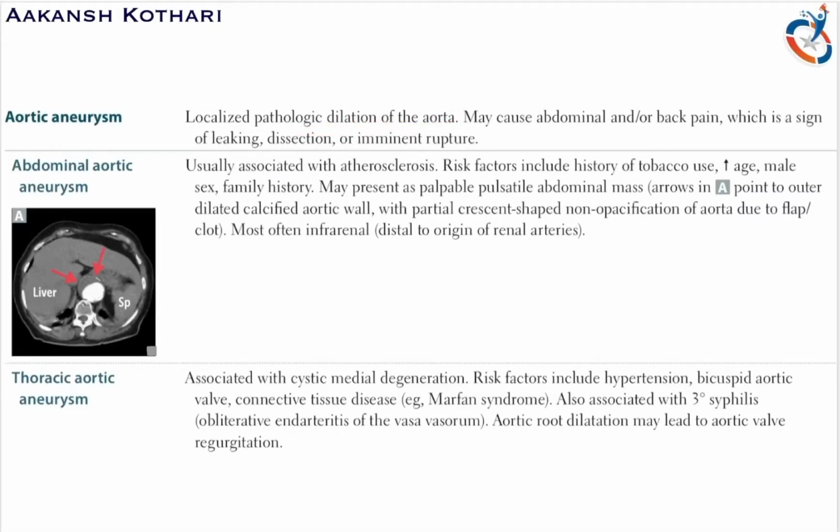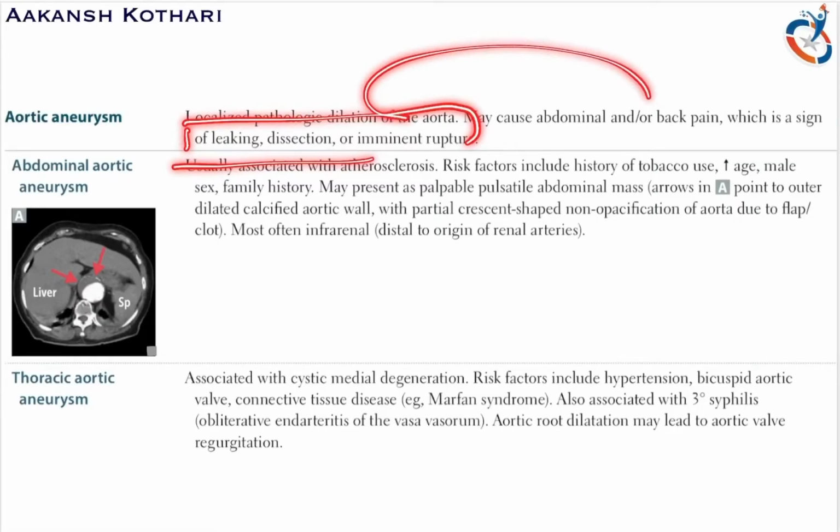Now, it is majorly presented with abdominal or back pain, which is a sign of its further complications, that is, leaking of the aortic aneurysm or dissection of the aortic aneurysm or imminent rupture. That means just a rupture of aortic aneurysm. Now, due to these three, there can be abdominal or back pain.